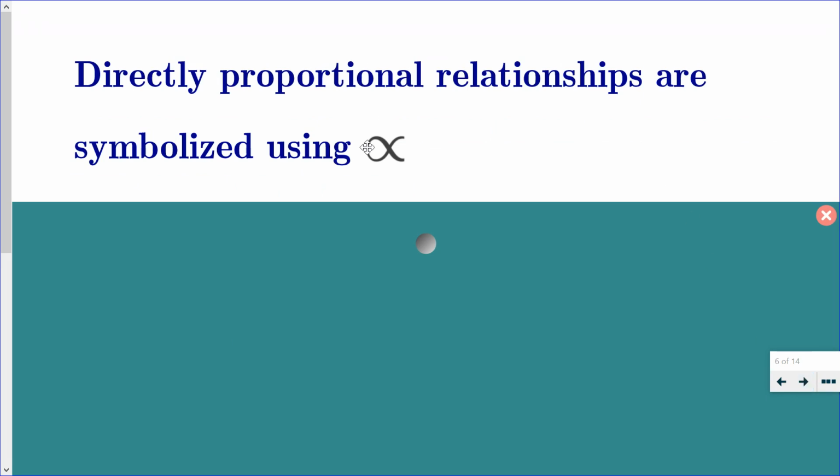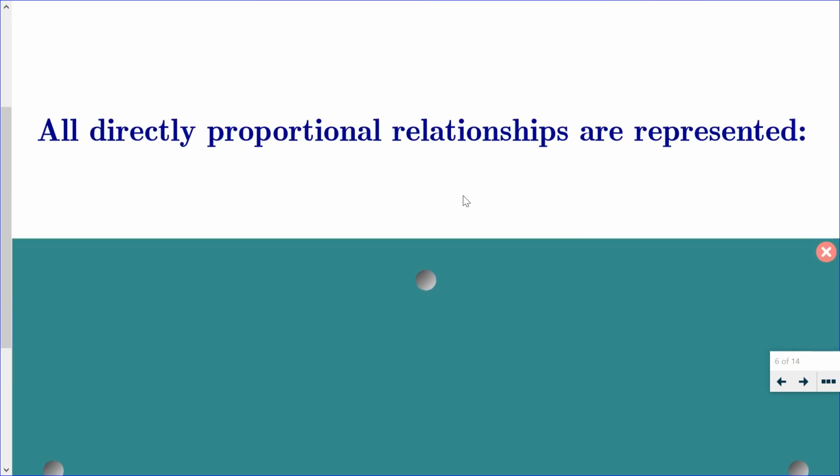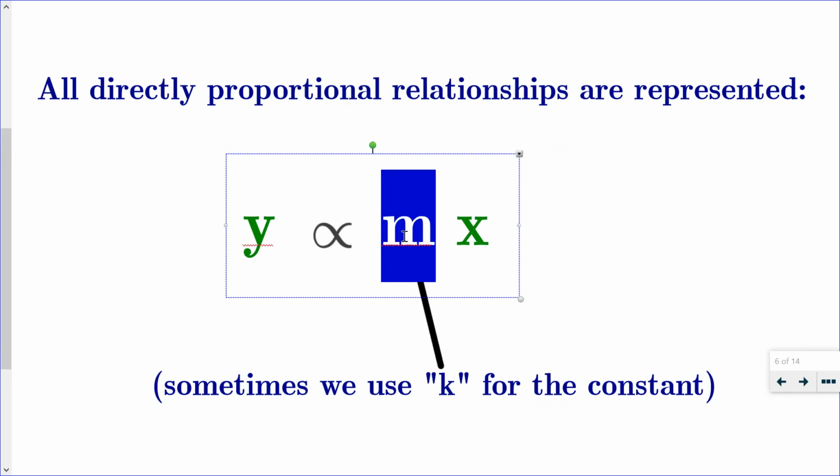We write direct proportions using this symbol here. It looks like half of an infinity sign, or a sideways 8 that got its tail cut off, or like a little fish. That sign just means proportional. All directly proportional relationships are represented with y proportional to m times x. And really what we typically use is k, so I'm going to change that right now.